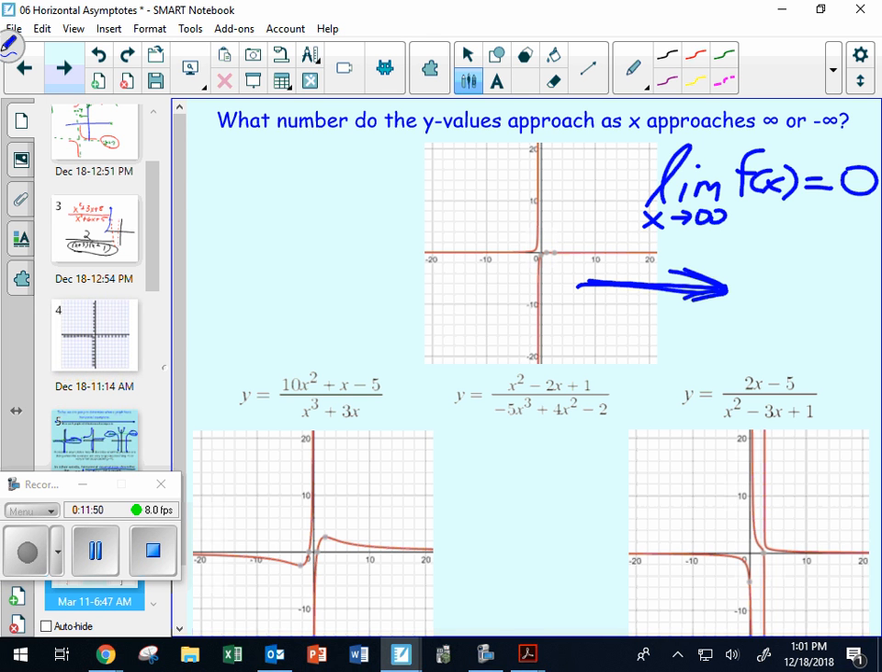That's your first limit. Can anybody, even with just that brief exposure, tell me what limit I could write for the left side of this particular function? Yes, sir? X approaches negative infinity. It'll equal 0.